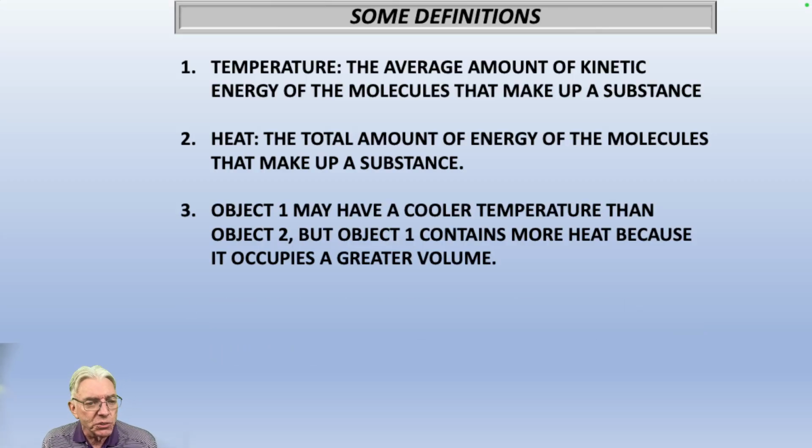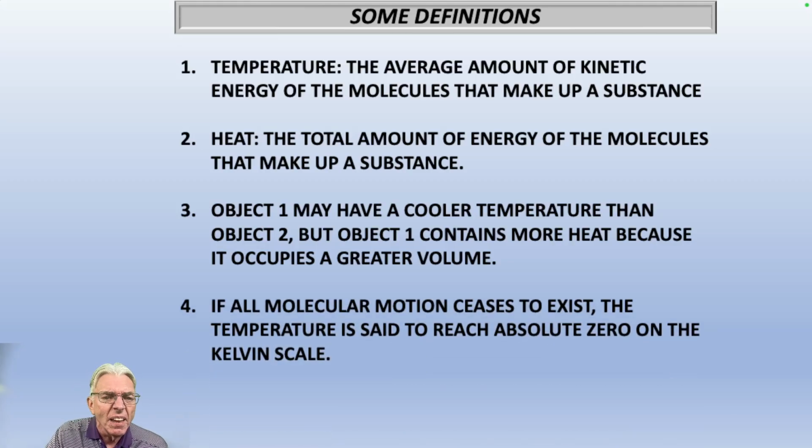So here is a sort of a crazy example. Let's say that a cup of coffee, okay, hot off the press, has a hotter temperature than the Atlantic Ocean. Okay, maybe the coffee has a temperature of 100 degrees Fahrenheit and the Atlantic Ocean has a temperature of 75. Okay, but the Atlantic Ocean has way more heat because it occupies a much, much larger volume than that individual cup of coffee. So that's how you take a look at the difference between temperature and heat and how they actually compare.